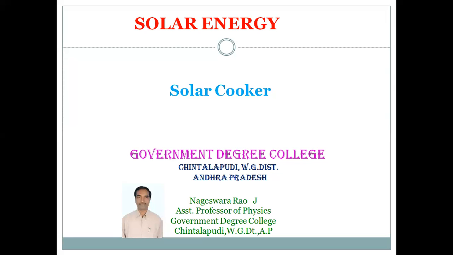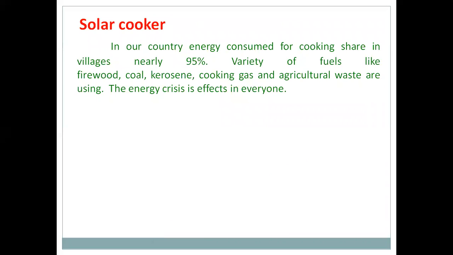We have numerous applications of this solar energy, such as direct thermal applications and indirect applications. Direct thermal applications have been used for hundreds of years for drying, cooking, etc. In indirect applications, nowadays we are producing electricity by using solar panels. So today, in this presentation, we will discuss the solar cooker.